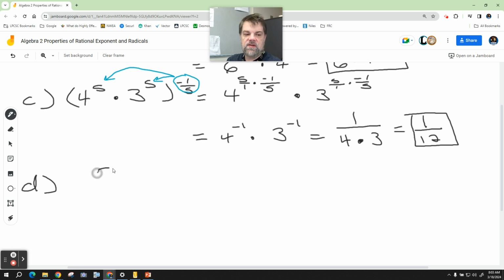All right, so let's do this one. This is 5 over 5 to the 1/3. All right, and we want to reduce that. So now remember that this is really 5 to the first power, right?